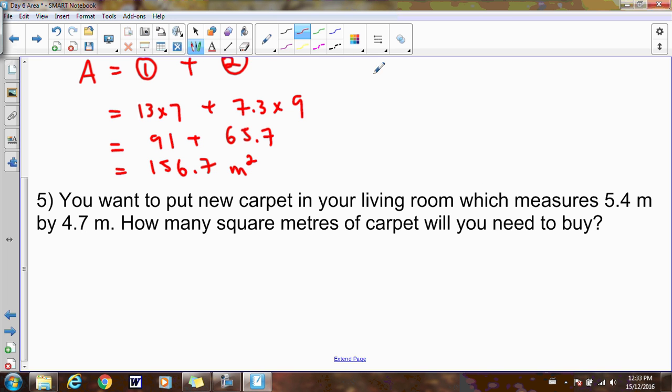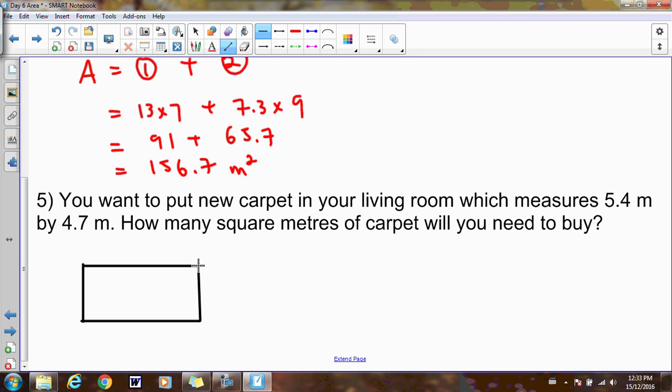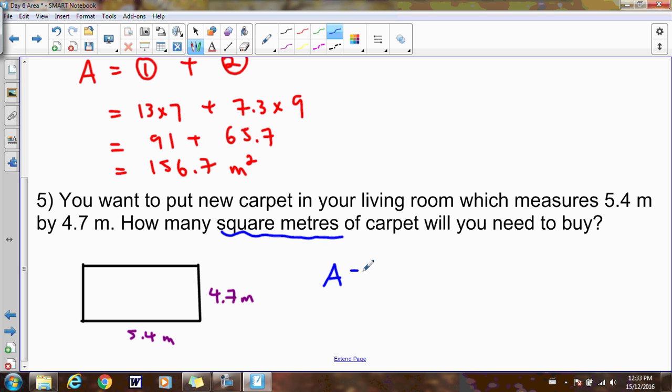And for our last question, it says you want to put a new carpet in your living room, which measures 5.4 meters by 4.7 meters. So let's draw our carpet, which is usually in the form of a rectangle. We know that the length is 5.4 meters and the width is 4.7 meters. And the question is, how many square meters of carpet will you need to buy? Well, square meters implies that you need to find the area. So that means we have to do 5.4 multiplied by 4.7, and you will get the answer 25.38 meters squared. And that's how you can find how much carpet you need to buy.